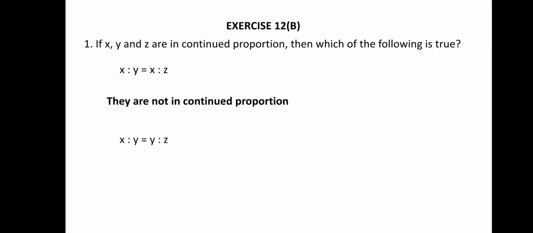But if you have this kind of proportion, where the second term gets repeated as a third term, or the mean value is repeating in both the ratios, like x is to y equals y is to z, then in this case we can say, yes, they are in continued proportion.